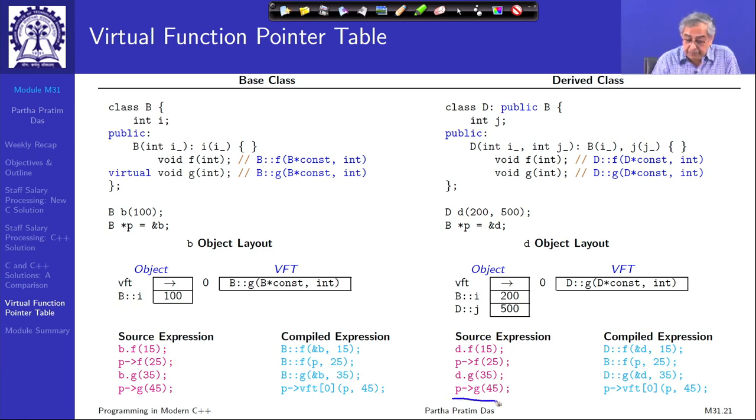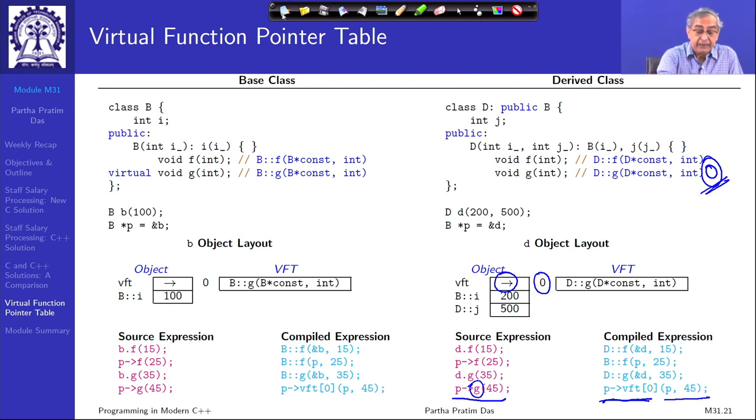But when it does P pointer G, it again has a virtual function G to deal with. So, what will it do? It will not put in the member function directly, because it does not know which one. What it does is go to P, pick up the virtual function table pointer, go to index 0, because this happens to be the 0th or first virtual function, and then take this function and pass P and 45 as the parameters to it.